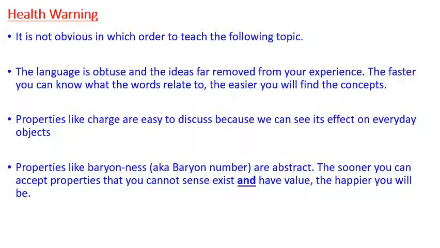Whereas the effect of baryonness, that property of being a baryon and how baryonness you are, a bit or a lot, which is often referred to as the baryon number because it's quantized, can only take values of 1, 2, and so on. They're quite abstract. We can't see their effects, but they are nevertheless properties in the same sense. So the more you can believe that, the more you can get a feel for these abstract properties, the better.